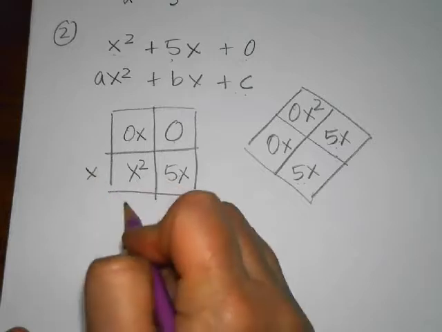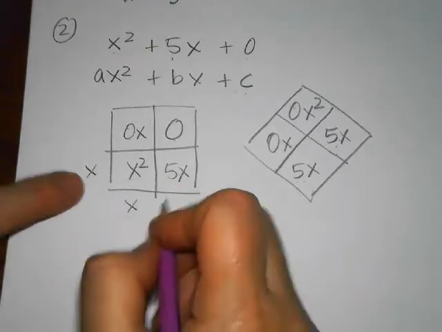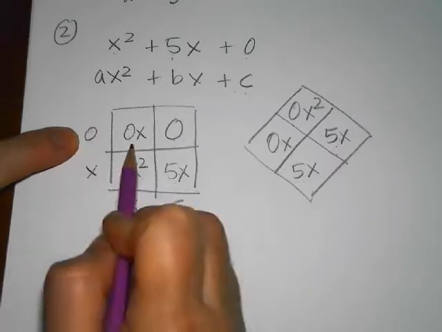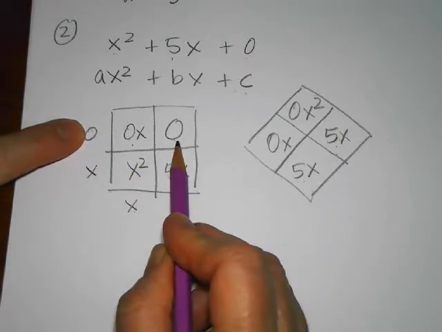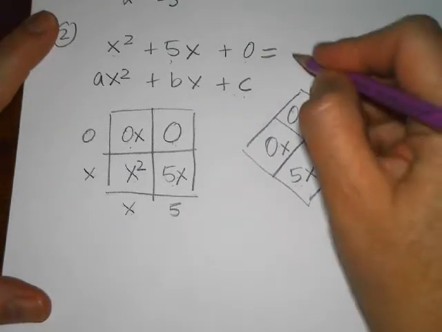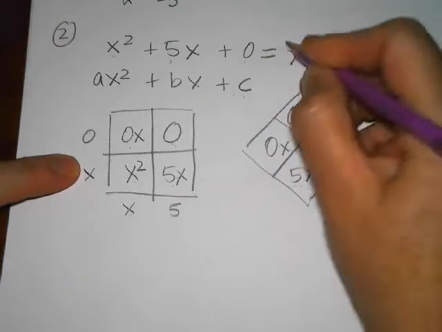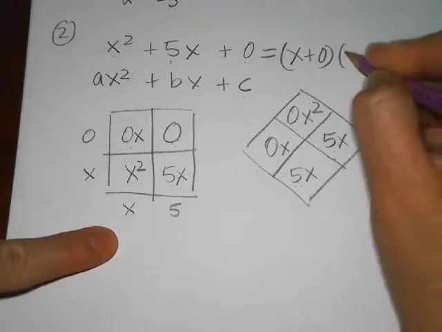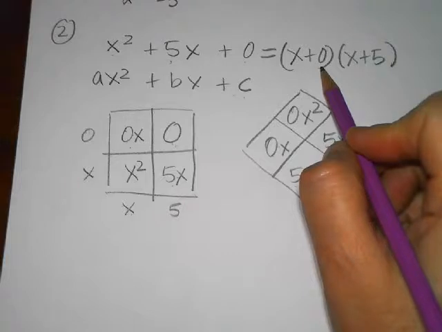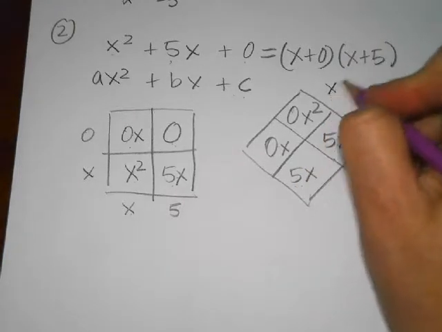Okay, I know x times x is x squared. I know x times 5 is 5x. X times 0 would be 0x, and 0 times 5 would be 0. So this is going to factor into x plus 0 times x plus 5. X plus 0 is just x. So you could just write x times x plus 5.